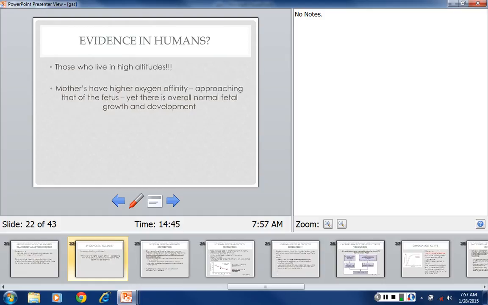What about this evidence in humans? Think about people who live at high altitudes. I know for those of you who know, you talk about how sometimes their babies can be small, but truthfully, I wouldn't say every baby born in Colorado and Denver, the Mile High City, is 5 pounds. They adapt to this change.